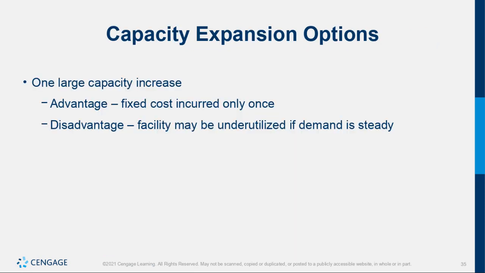Advance to the next slide here. So the first one is the one large capacity increase. This is where you would decide to just double the size of the plant, make a very large capacity increase. The advantage here is that the fixed cost, that is expanding the plant, is only incurred one time, right? The disadvantage is the facility could be underutilized if the demand is steady. So if you don't have a huge increase in demand, then suddenly you find yourself with too much capacity, right? Okay, let's look at the next one.